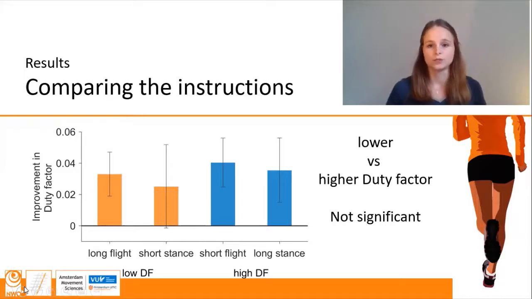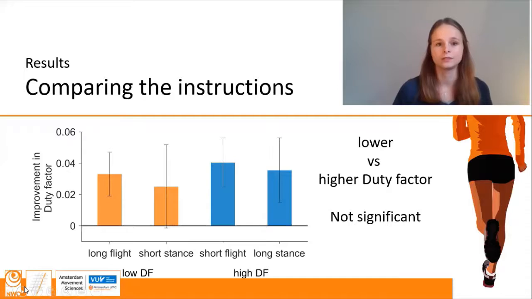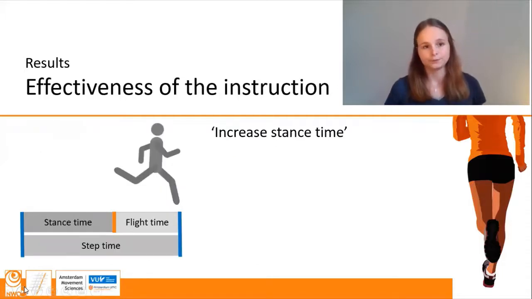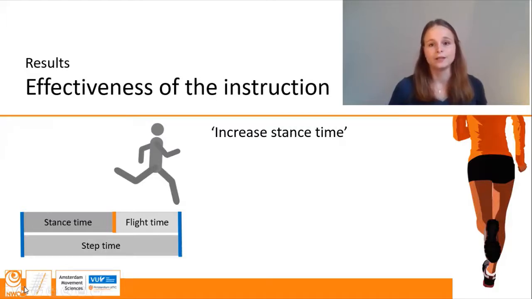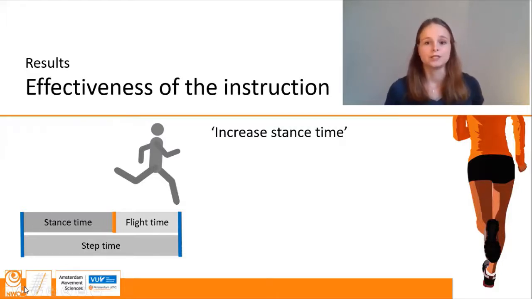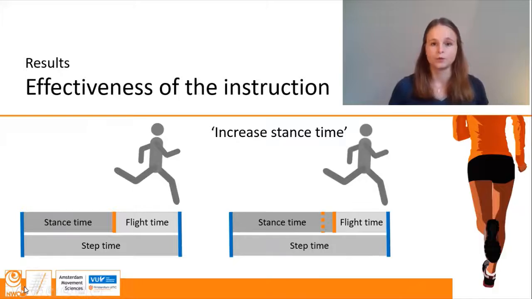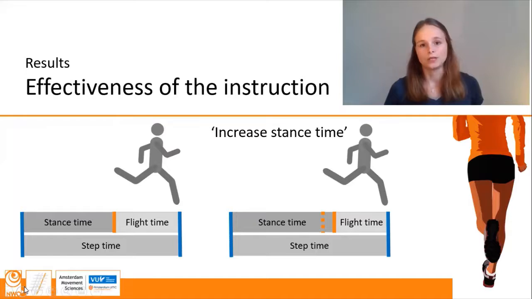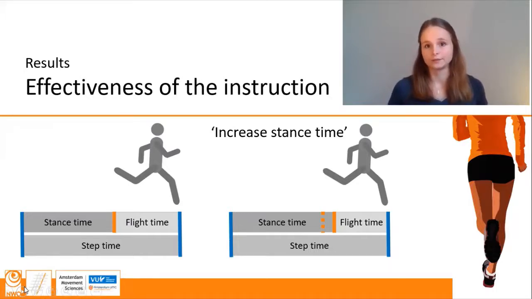Based on this, you might want to say that all instructions are similar, but there is still a way in which the instruction could have an effect that is different than the effect we intended it to have. How does this work? If you give someone the instruction to increase their stance time, there are actually multiple ways in which they can achieve this. One way, and the one we intend, is to increase the stance time while keeping the step time constant, leading to a decrease in flight time. This would purely affect the duty factor.